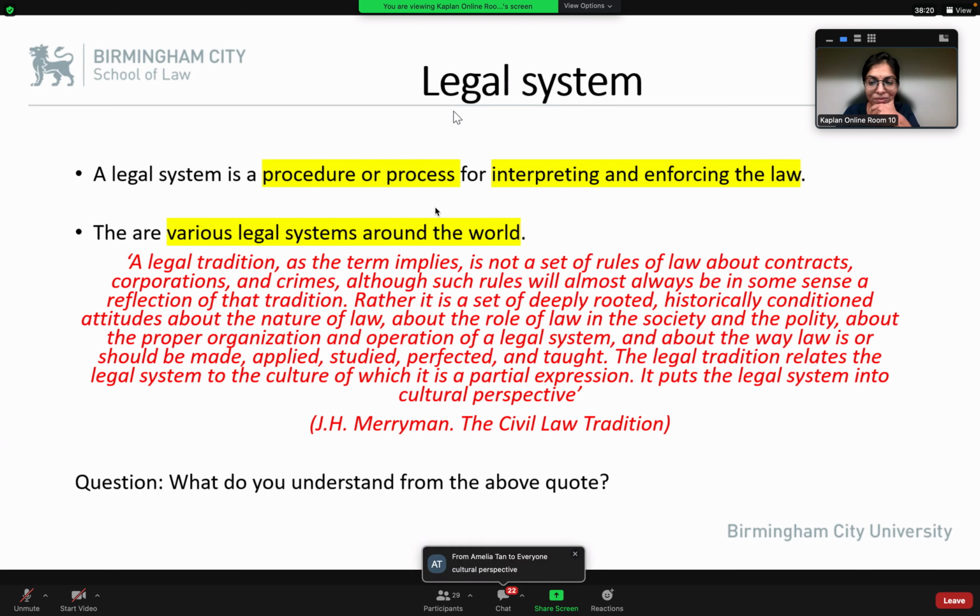Someone wants to say something. Cultural perspective. Okay, so Amelia is trying to say the legal system is rooted in the culture of the society. Correct? Would you all agree with Amelia? Yes or no? A, yes, B, no.